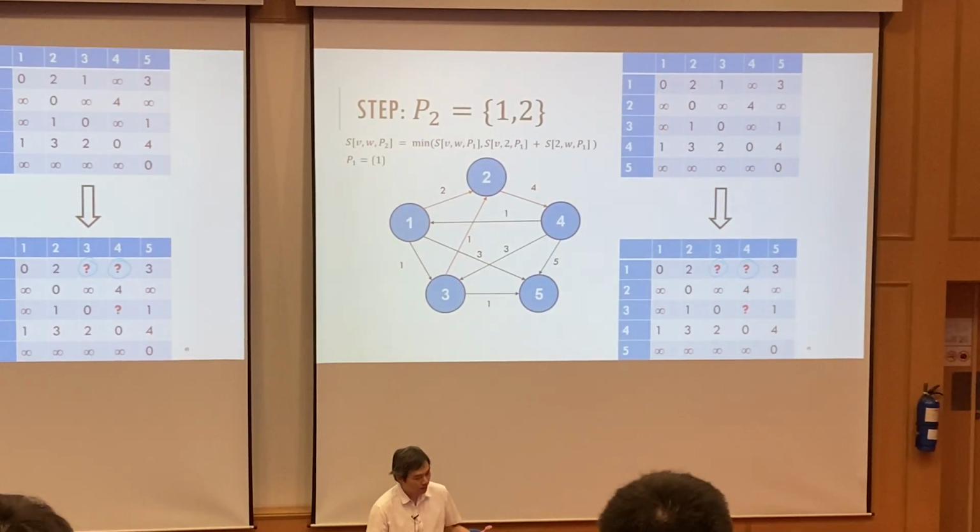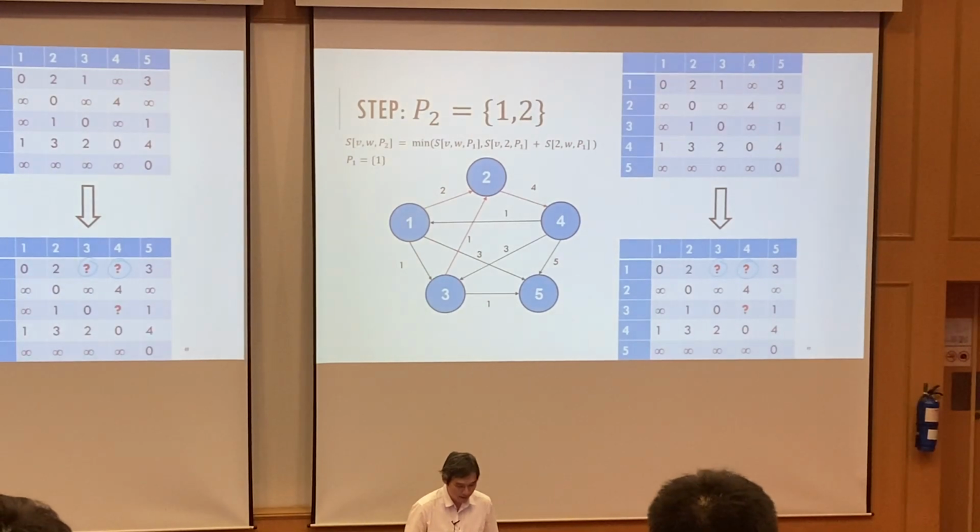So give it a go. Just jot it down. It's not hard. You just have to look up the table and see what the values are, and then you just check the minimum. Once you have the minimum, you just update the table accordingly.